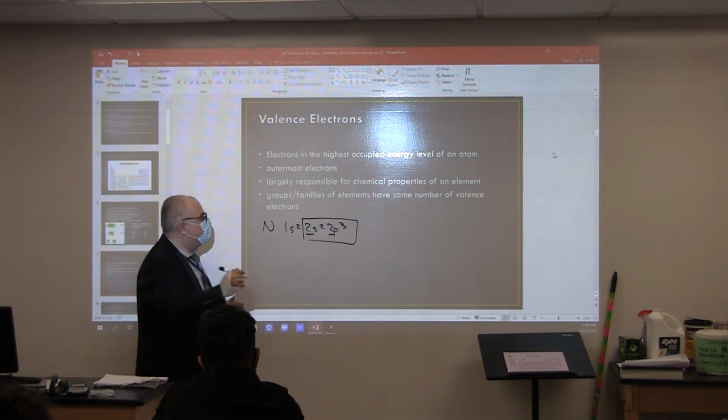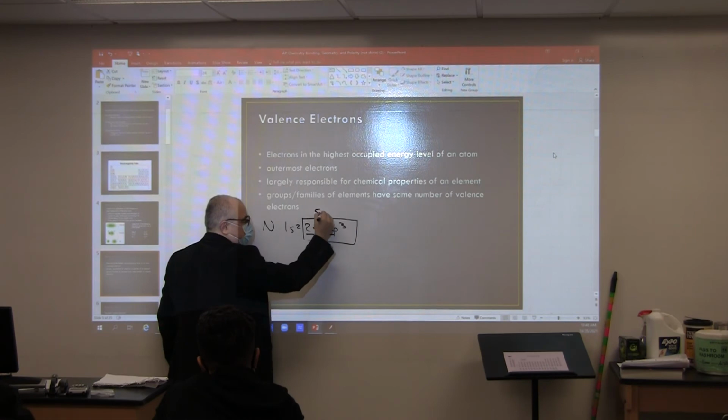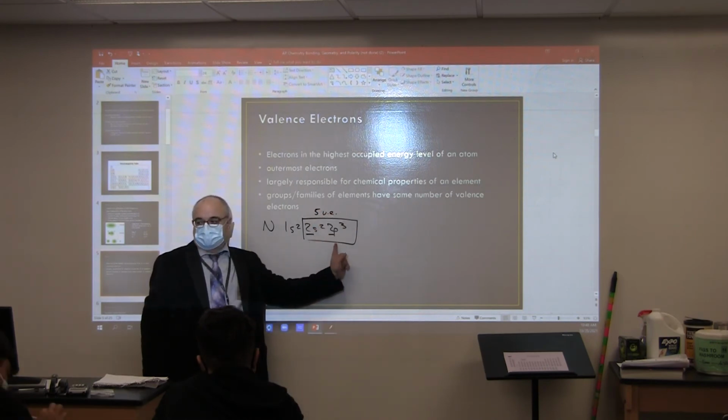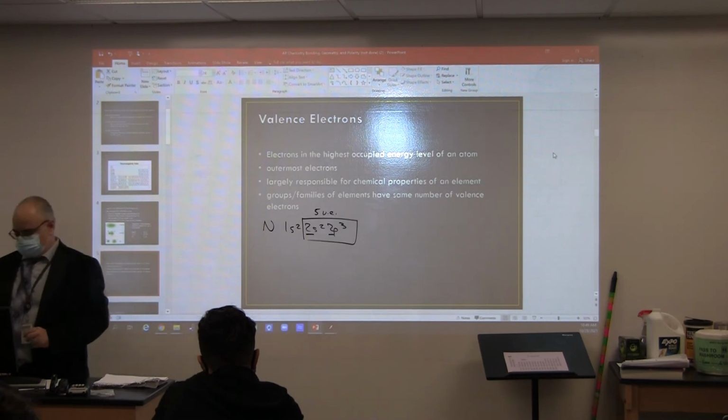So this has how many valence electrons? 5. It's 5 valence electrons, not 3. Shell, not subshell. Clear? Crystal clear? It's 5 because they're both 2, one has 2, one has 3.